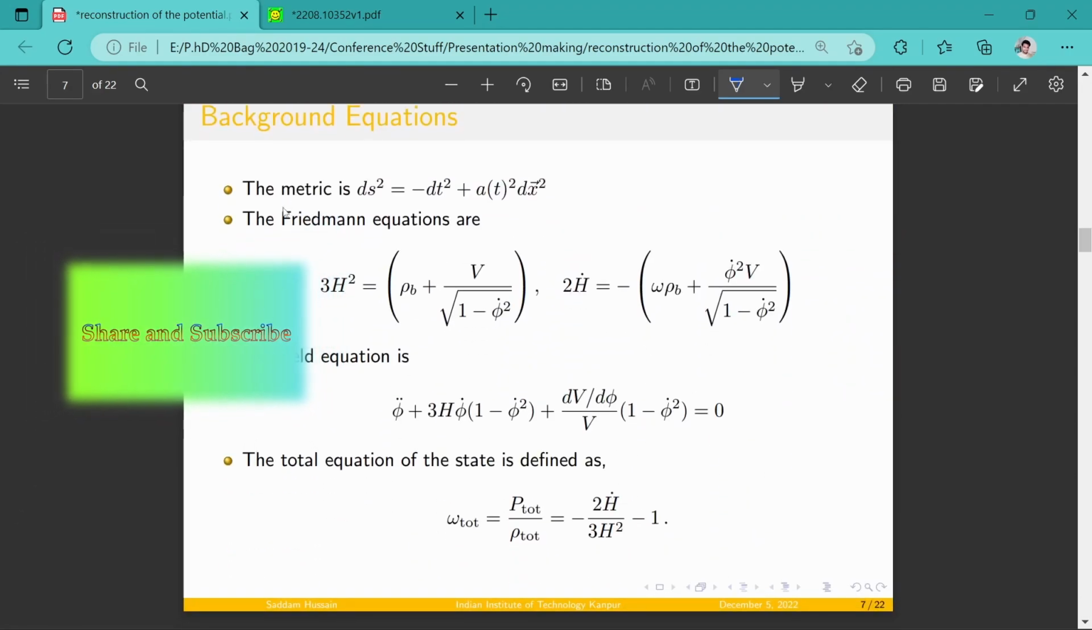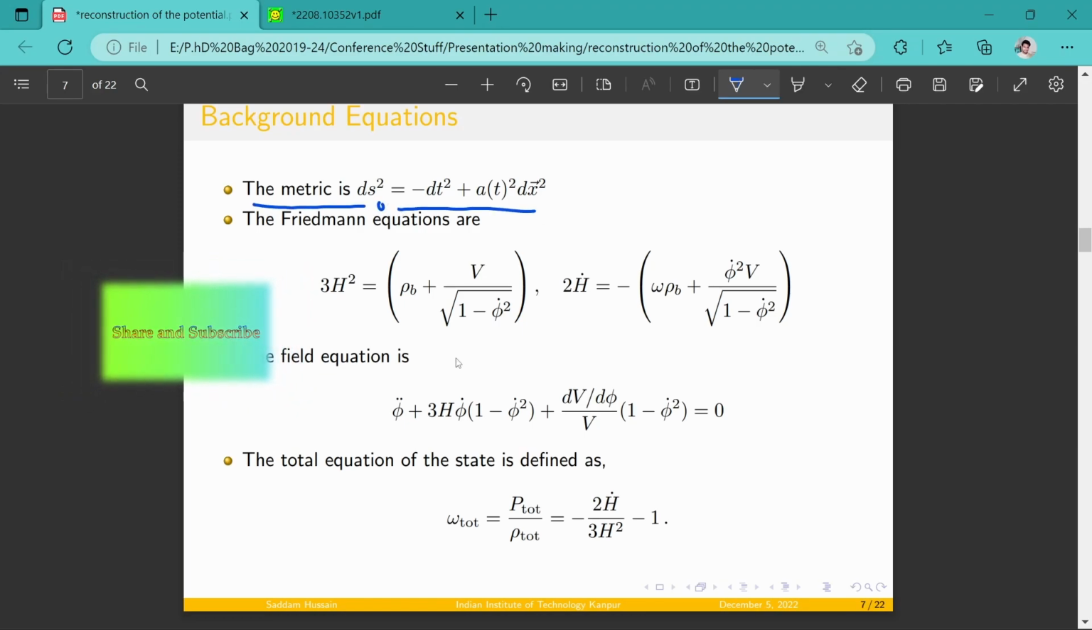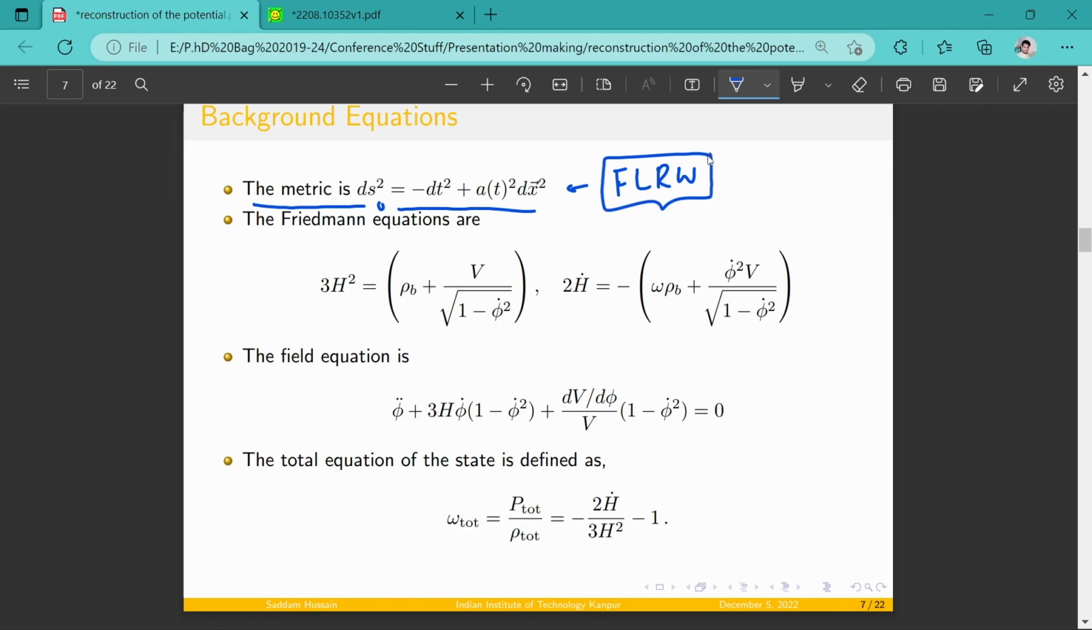First of all, we are assuming that our universe is homogeneous and isotropic, and this homogeneity and isotropy can be understood from the FLRW metric, the Friedmann metric. And therefore, by varying this action with respect to G mu nu, we will get two equations. One corresponds to the time component, which gives you the first Friedmann equation, and another corresponds to the spatial component, which will give you the time derivative of the Hubble parameter.